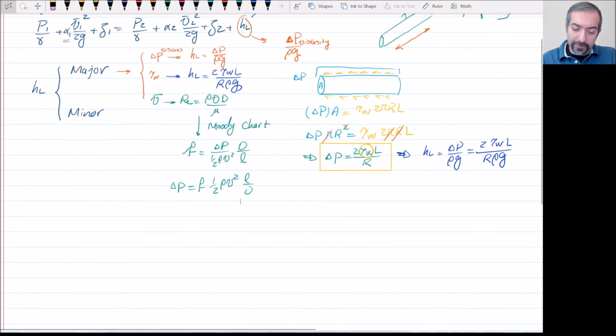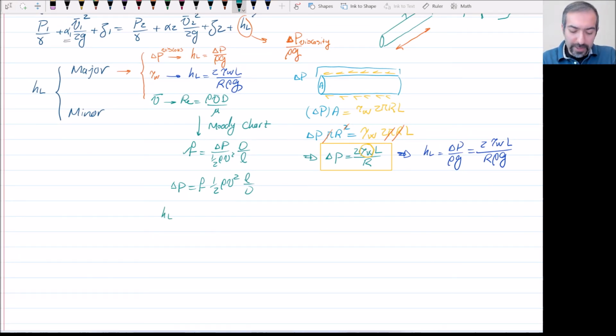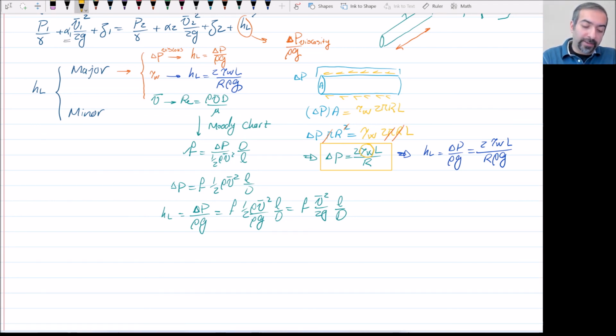Then HL is delta P over rho g. So that's F times 1/2 rho V squared over rho g times L over D. That becomes F V squared over 2g, and these are all V bars, times L over D. So if V bar is given, this is the procedure we follow, and the head loss is given by F V bar to the power 2 over 2g times L over D. And of course, if F is given, that's the way we're going to proceed.